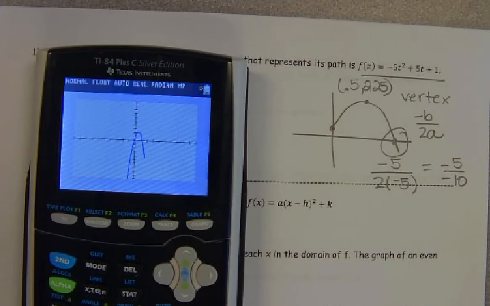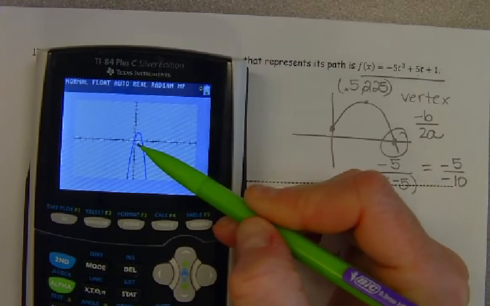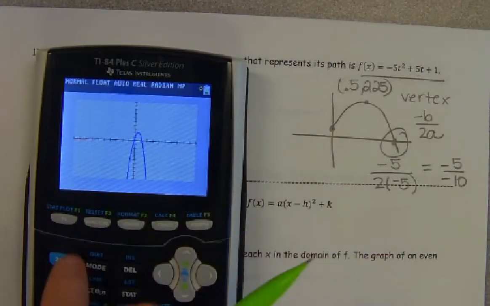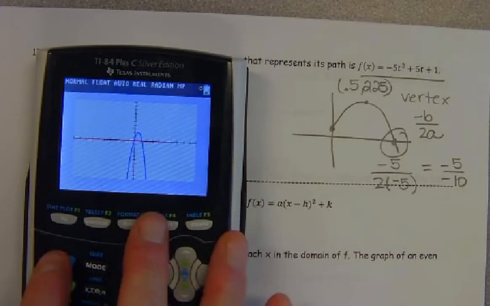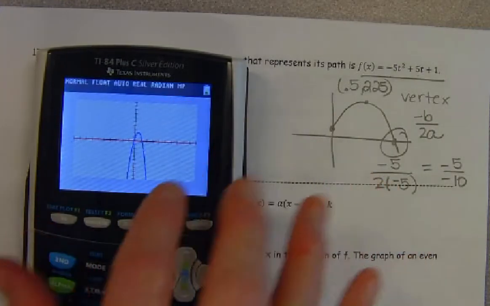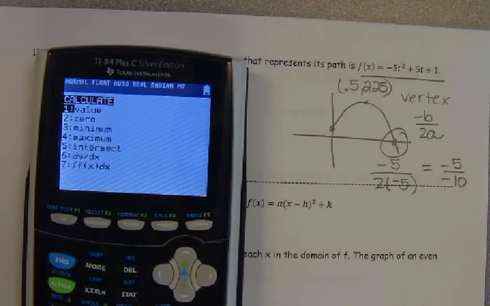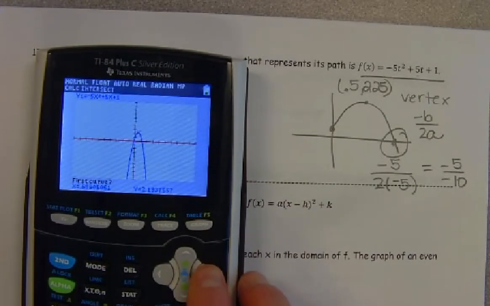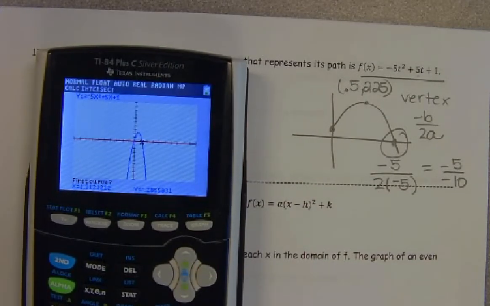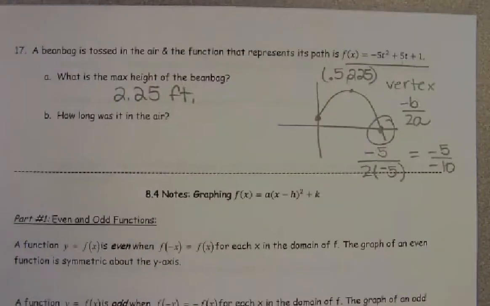You can see it goes up and it goes down. So we're looking for this point right here where it's back on the ground. So if I go second calculate, there goes my other y equals 0 line. Second calculate down to 5. I move the little Spider-Man guy near that point. I go enter, enter, enter, and it looks to me like 1.17 seconds.